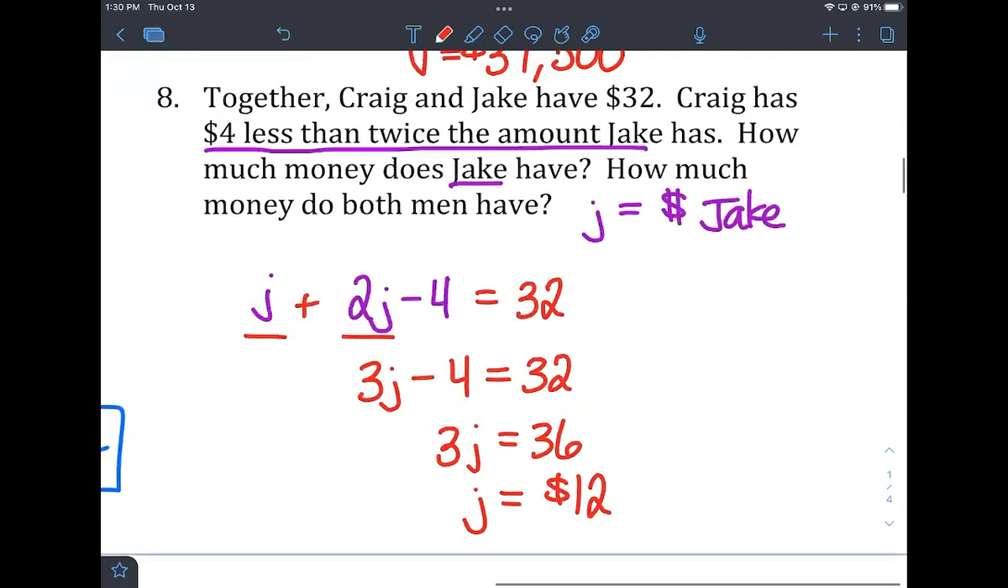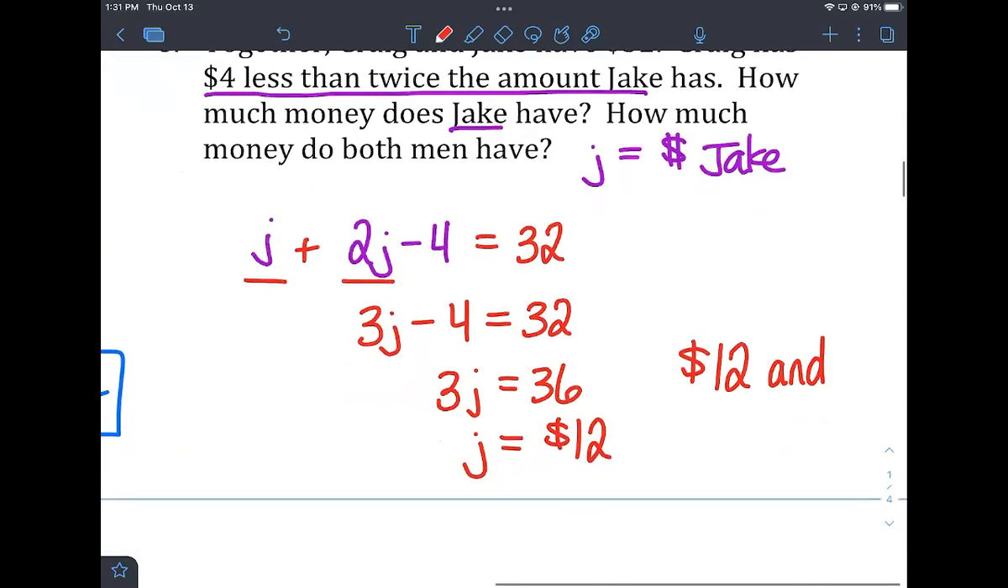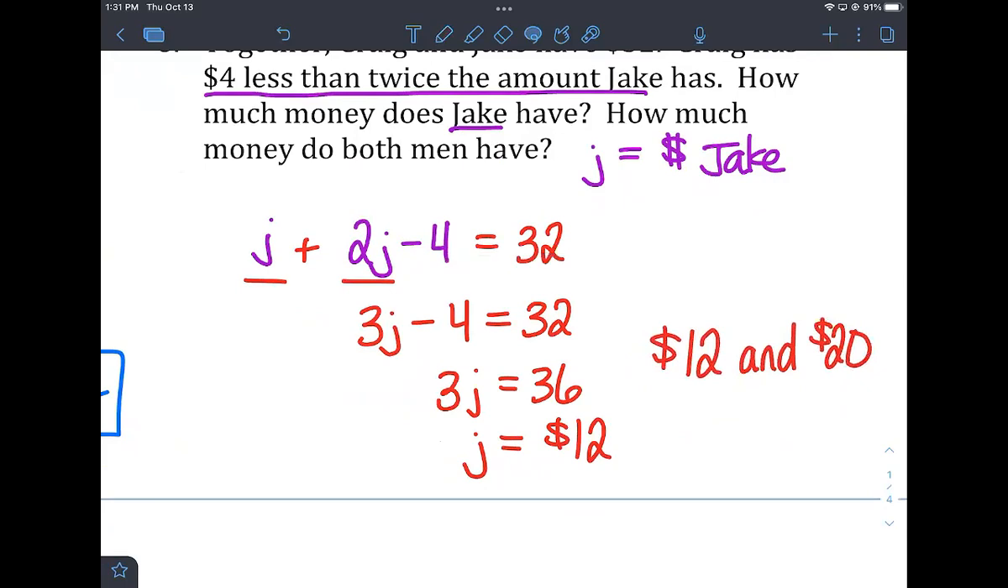And if Jake has $12 and they both have 32, then how much did Craig have? $20. No, don't add, double it and then take away 4. If J is 12, then you would plug 12 in right here. Craig would have twice 12, 24, minus 4 more is 20. Or, as Asma was saying, since you know they have a total of 32, you do 32 minus 12, whatever is left over is what Craig has, $20.